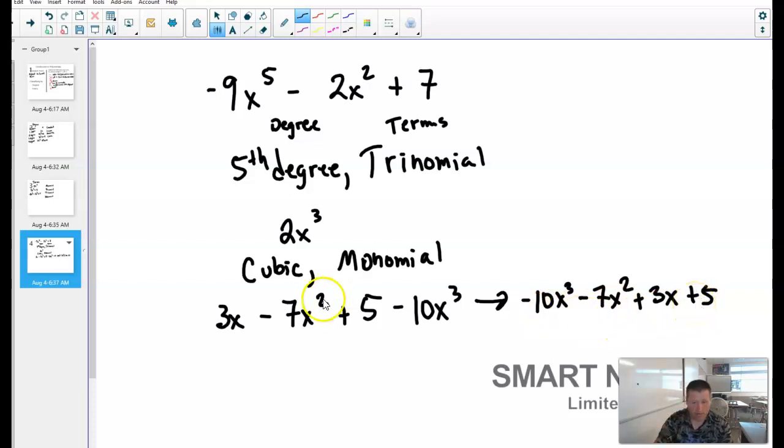Now if we go to classify it, this is going to be a 3rd degree, so this is going to be a cubic. And in this case, I have 4 terms. Anything more than 3, we're just going to call it a polynomial.